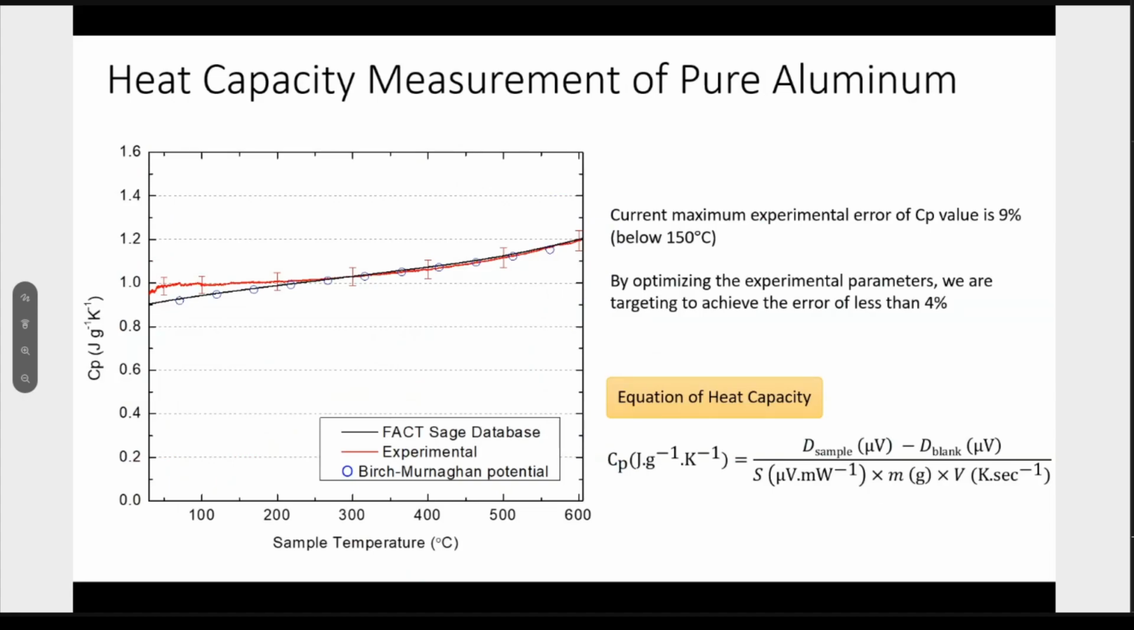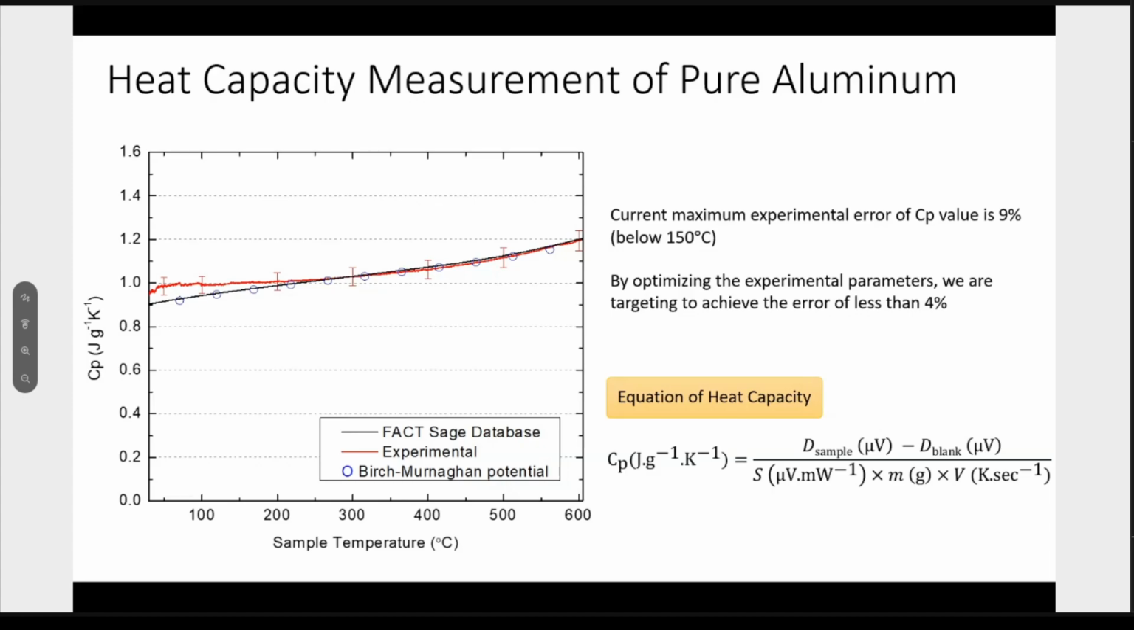Okay. So this is the result of the heat capacity measurements. The black line shows the FactSage database, and the red line is the experimental heat capacity obtained by using calibrated type sensors with the Setaram Labsys Evo. And the blue circles are the result of the atomistic simulation calculated by Mr. Javier, who just presented at 10 a.m. this morning. As you can see, the agreement between the FactSage database, the experimental data, and the values calculated by Javier is very good.